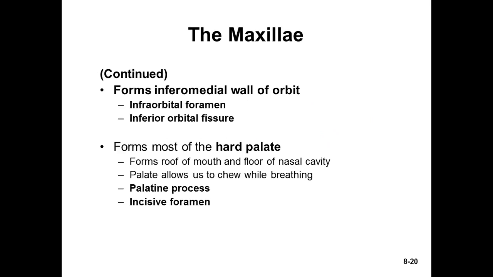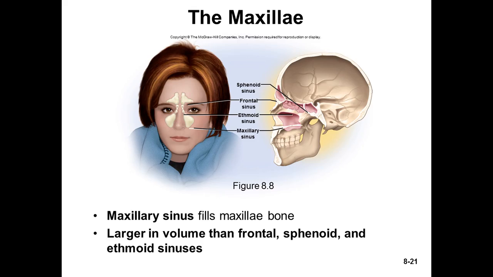Here's the palatine process. You have a hard and a soft palate. If you take your thumb and put it at the roof of your mouth, the anterior portion is hard, but if you wiggle it all the way to the back, near your throat region, the palate gets a little bit soft. The palate allows us to chew and breathe at the same time. You have your palatine process. You have a little opening called the incisive foramen. And you have your maxillary sinuses that are here. The maxillary sinuses are your largest of all of the other sinuses, your sphenoid, your frontal, as well as your ethmoid.